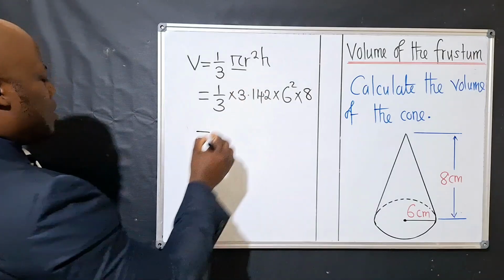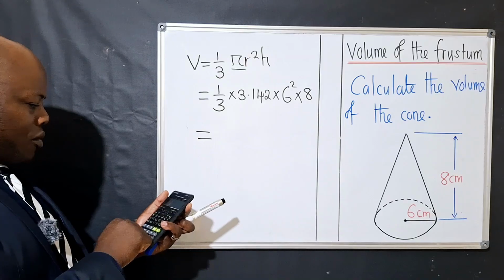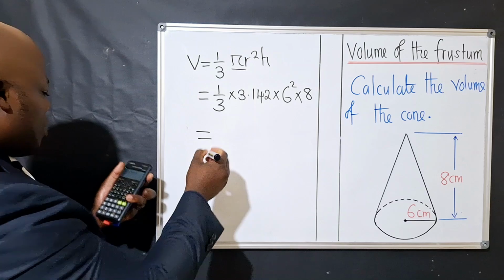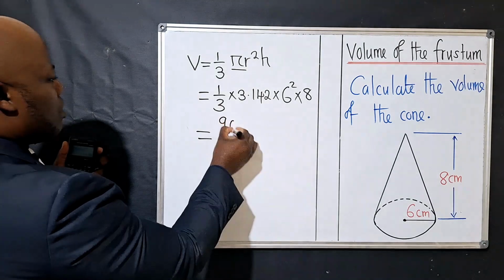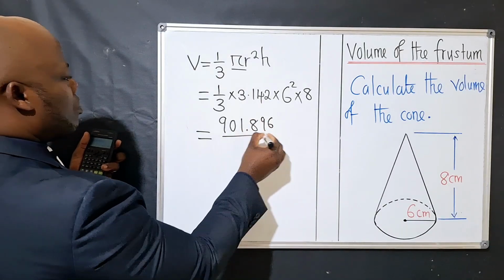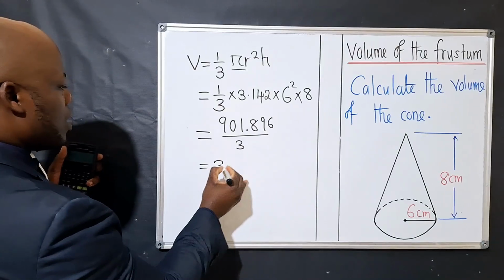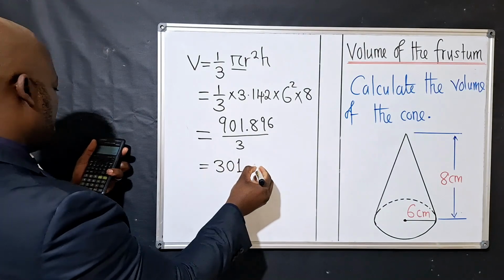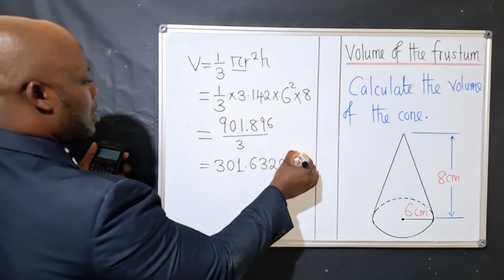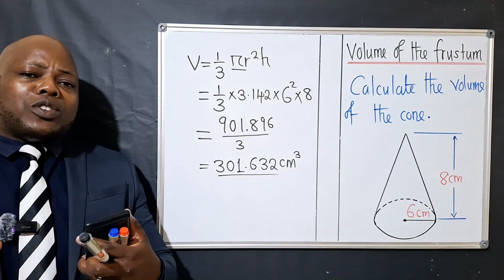So we can work out things here. We punch on our calculator. So that's 1 times 3.142 times 6 squared times 8. This, of course, is giving us 901.896. You divide by 3. So when we divide by 3, of course, we are getting 301.632 centimeters cubed. Remember, this is a volume. So this is how you get to find the volume of the cone.